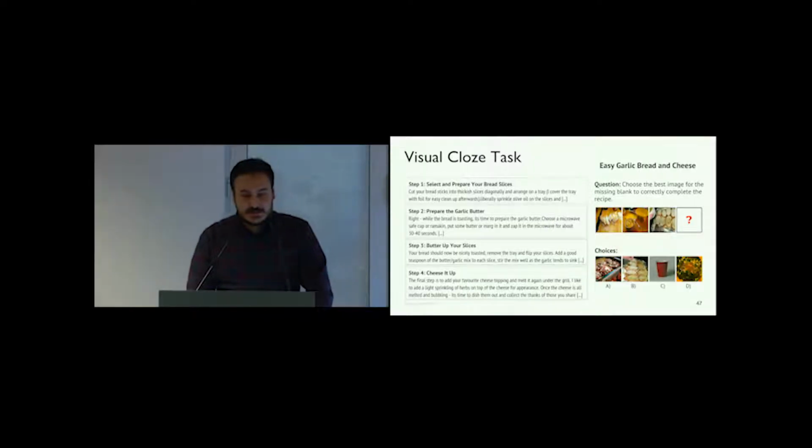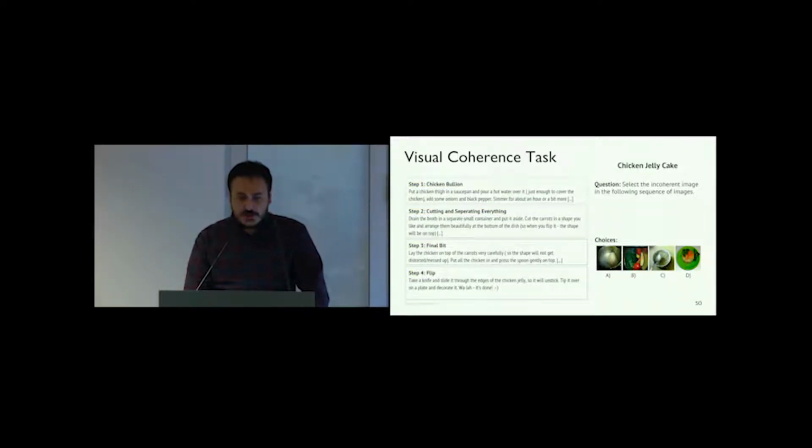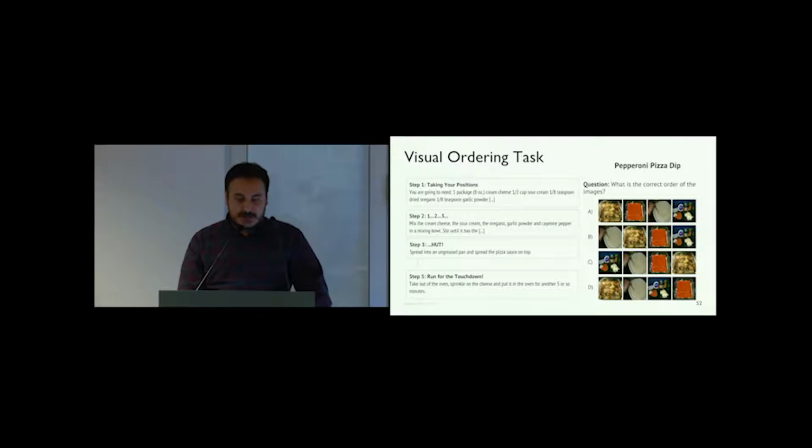The visual cloze task is quite similar to its textual counterpart. The context here consists of the step titles as well as step descriptions. The goal is to find the missing visual element in the question. In the visual coherence task, the idea is to find the incoherent image in the provided candidates. For the visual ordering task, the goal is to find the correct order of the images in the provided question, which would make a coherent story.